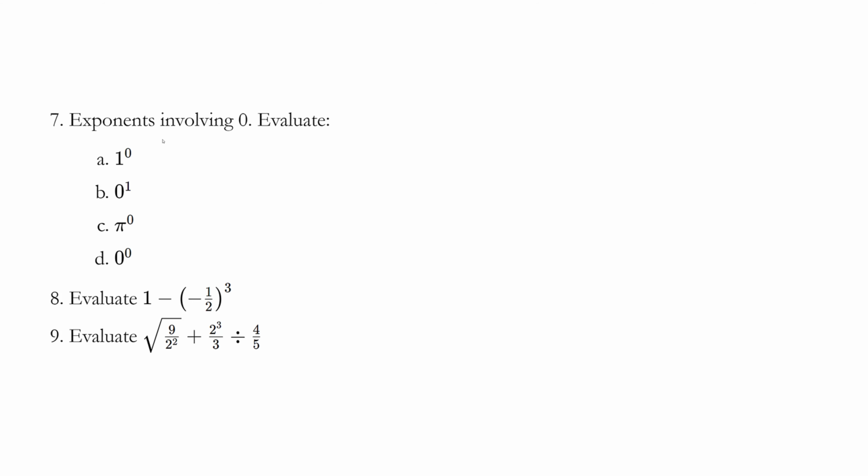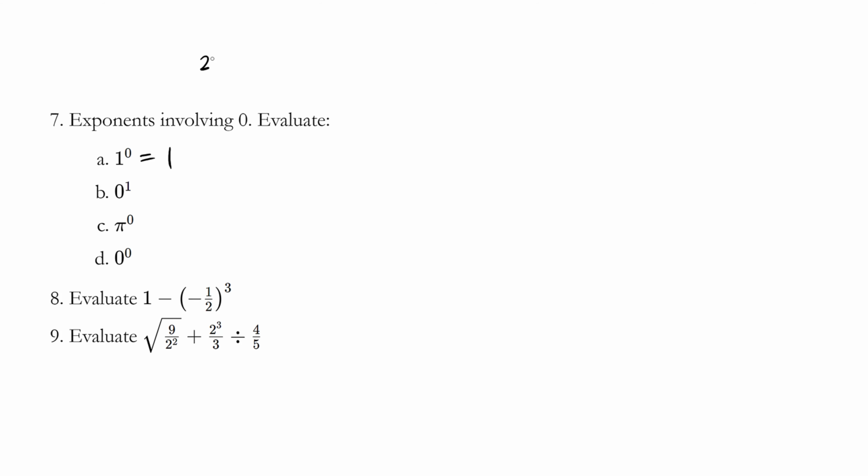Let's try question 7a. We have exponents involving 0. What is 1 to the 0? 1 to the 0 is just 1. In general, anything to the 0 is 1.